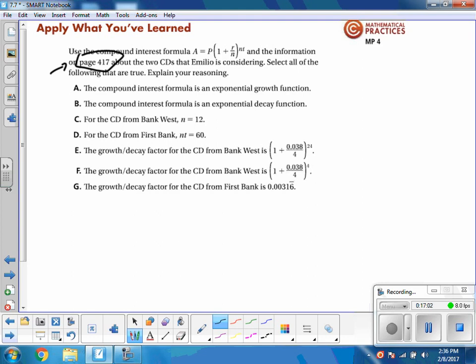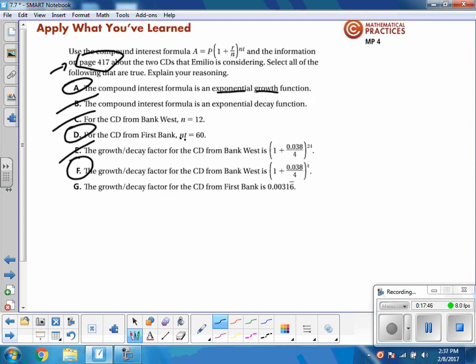A, the compound interest formula is exponential growth. That is true. Compound interest is exponential, and it is going up. B, compound interest is not a decay, so it's not that one, because it's not going down. For C, for the CD from BankWest, n equals 12. That is not true. When you look at page 417, you'll see why. D, for the CD from the first bank, n times t is 60. That's important. You've got to have both those pieces. So that is true. E, the growth decay factor for the CD from BankWest. I'm looking at E, and that is not true, whereas F is true.